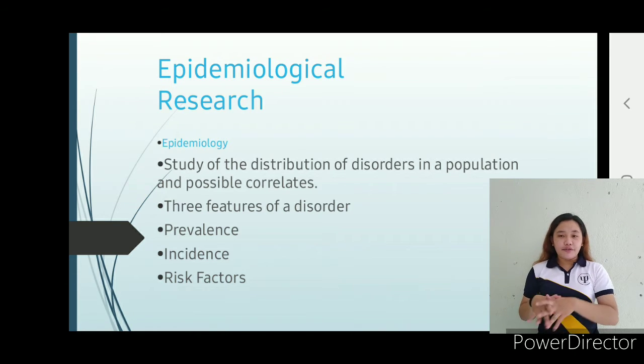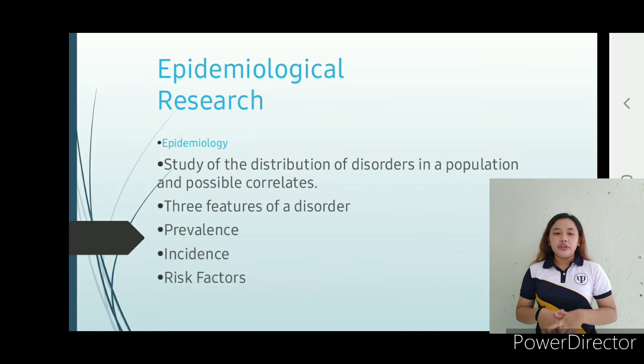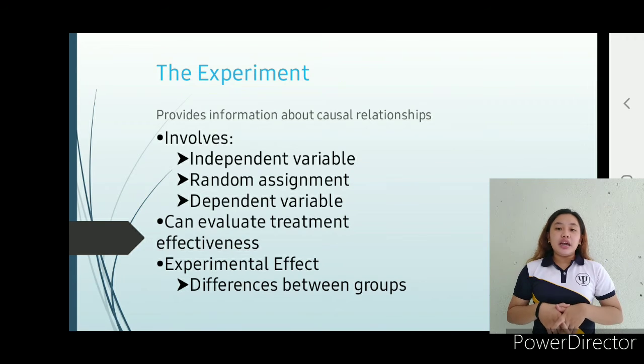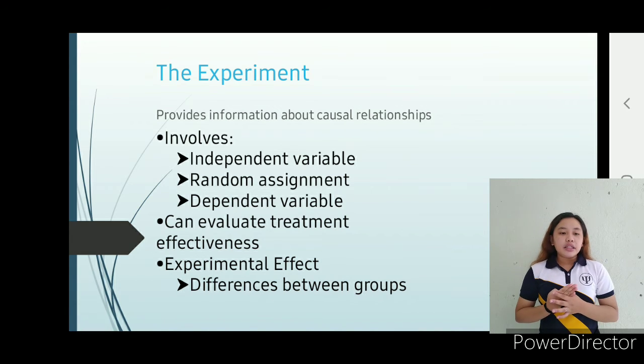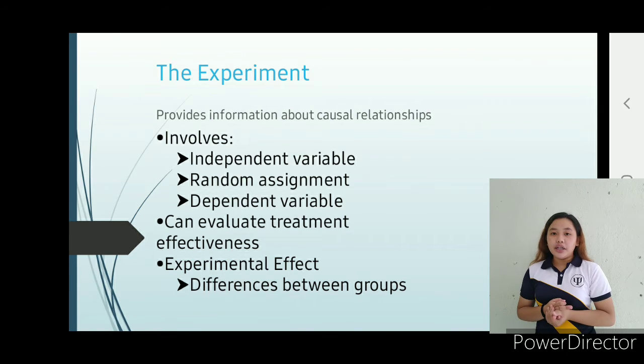Last is the risk factor. These are variables that are related to the likelihood of developing a disorder. Next is the experiment. It provides information about causal relationships, and it involves 3 things: the independent variable, random assignment, and dependent variable. The experiment can evaluate treatment effectiveness. It studies incidence, prevalence, and disorders. Examples of these are AIDS and trauma.